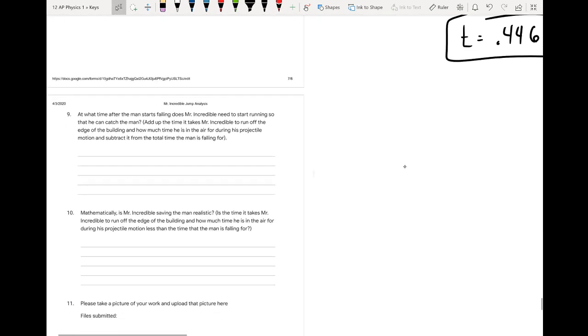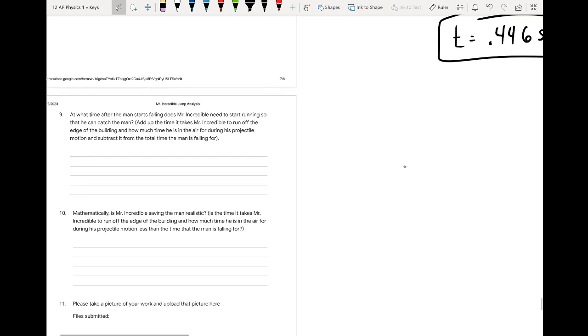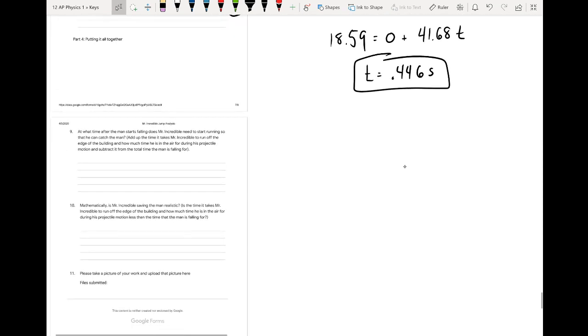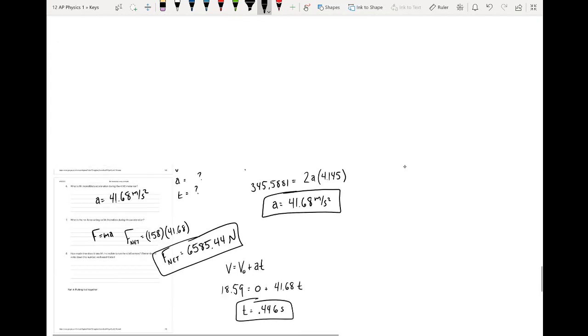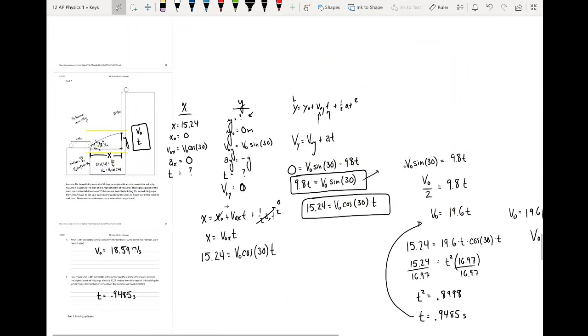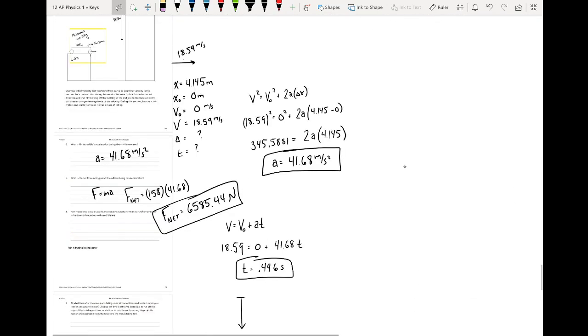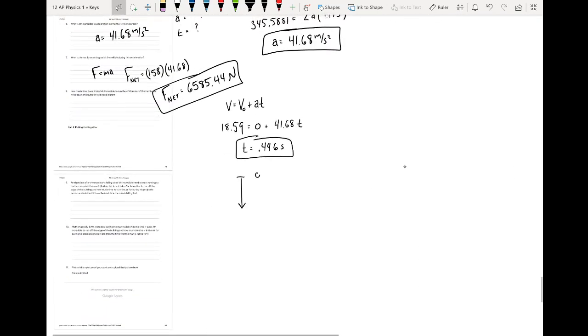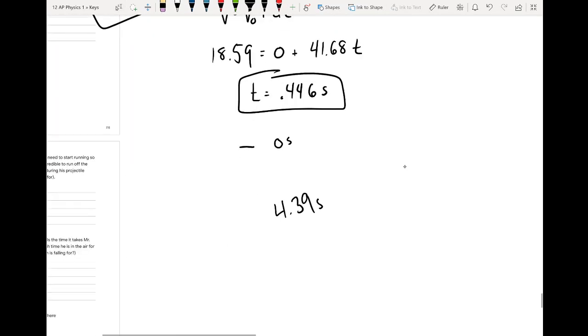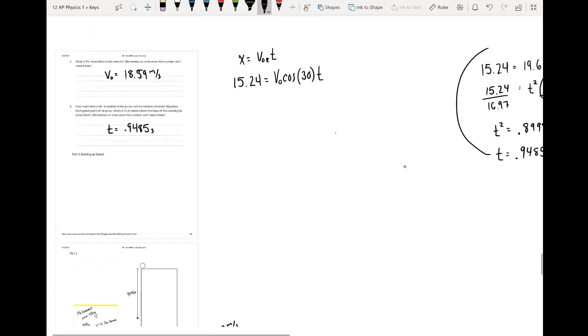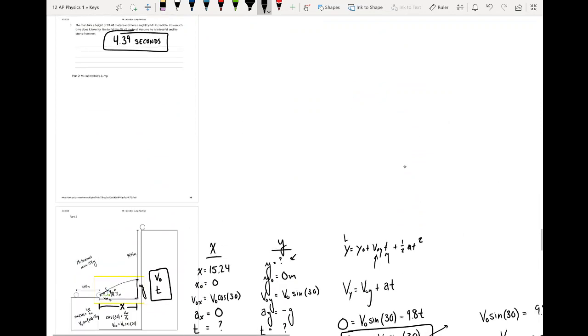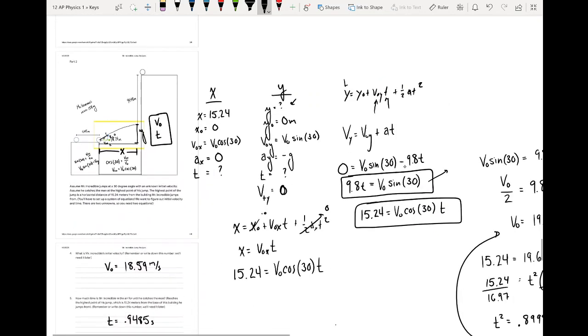Okay, and now we can put it all together. At what time after the man starts falling does he need to start running so he can catch him? I think I just wrote this badly. What we're saying is it takes the man who's falling 4.39 seconds to fall. So he starts up here at 0 seconds, and then Mr. Incredible catches him at 4.39 seconds. So we need to think about what time Mr. Incredible has to start this whole motion so that he can catch the man.